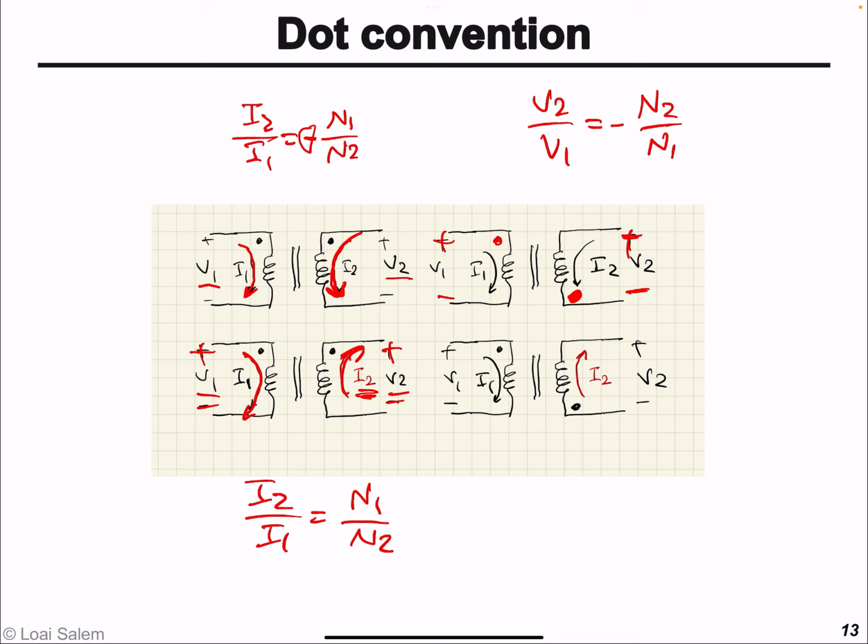Now, in this case at the bottom, we find that the current at the primary is entering the dot, while the current in the secondary is also entering the dot rather than leaving. Similarly, the secondary voltage has a minus sign at the dot instead of positive. Then we have to add a minus sign in the voltage transformation ratio, as well as a minus sign in the current transformation ratio.